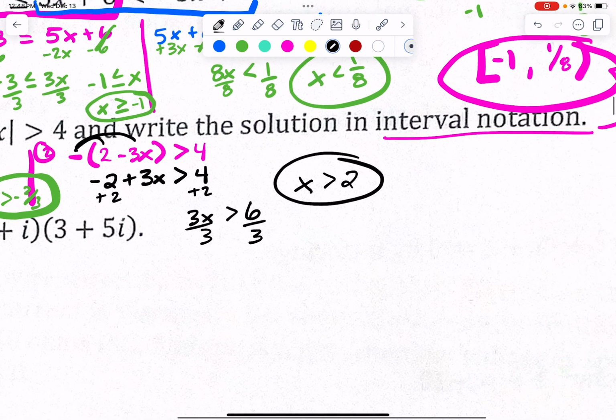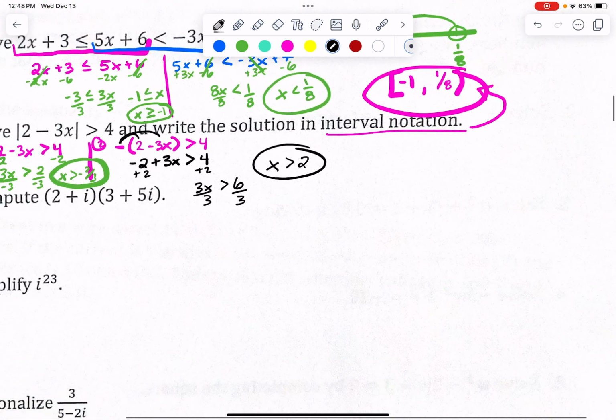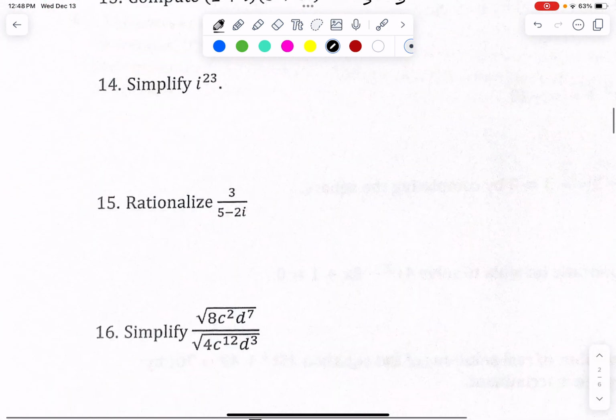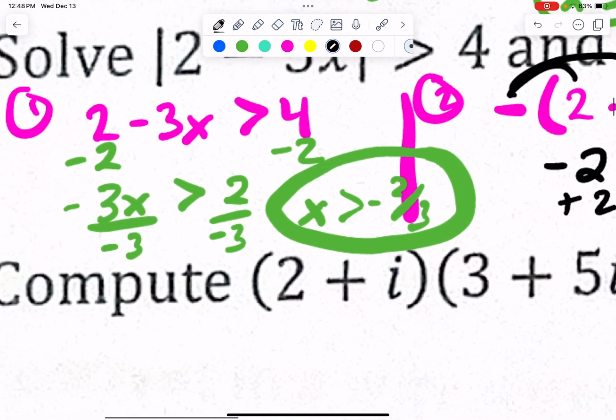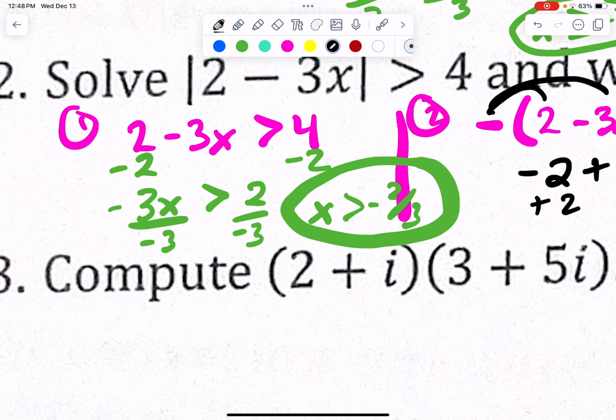Okay, we've got to do interval notation. Let's slap him on a number line. What the heck? I got a symbol wrong here. Oh. Anybody yelling at me? Are you guys yelling at me yet?